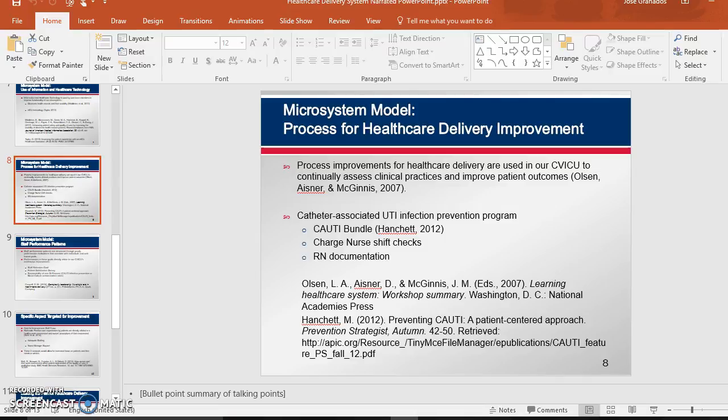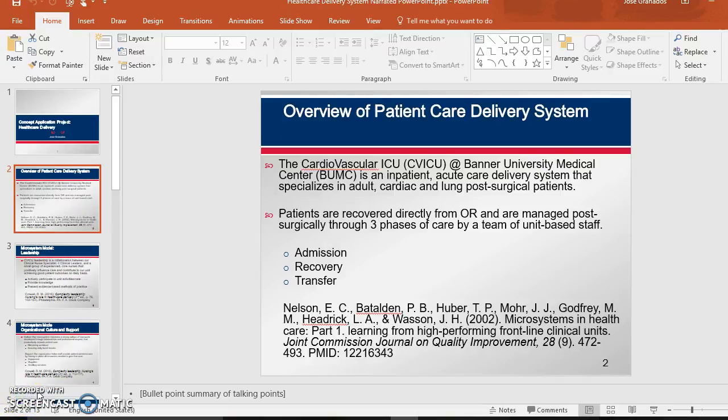While there, the patients go through three distinct phases of care. One is the admission phase. Basically, this is when the patient comes up from the OR and we attempt to stabilize them. The second phase is the recovery phase. This is the longest period of time of their care.